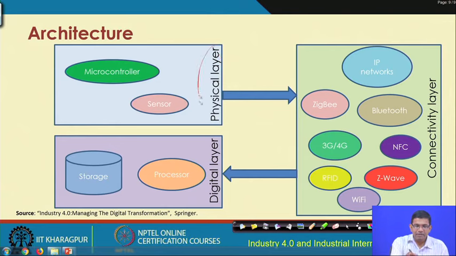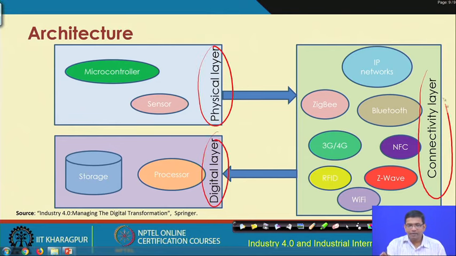We have the physical layer, we have the digital layer and we have the connectivity layer. So, in each of these layers, in the physical layer we are talking about sensors, microcontrollers, and in the digital layer we are talking about processors which can help in execution of these different algorithms, the processes overall, the functionalities that will have to be implemented. So, all of these things are taken care of in the digital layer by the processor. The storage means the data have to be stored and so on.